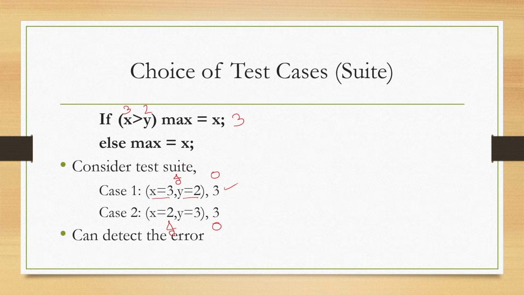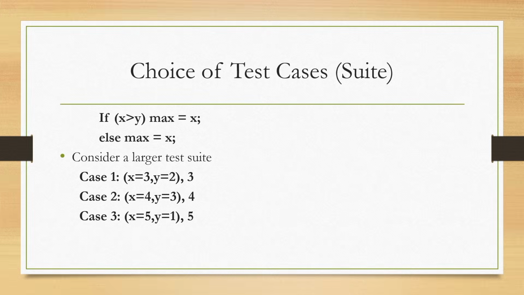For the second case, when we have x equal to 2 and y equal to 3, this condition fails, it goes to the next condition and then it produces 2. So, there is a mismatch, instead of 3 it produces 2. So, here we have a mismatch, and then we know that there is some error. Once this error is detected, we will be able to identify where exactly the error is and we can rectify it.